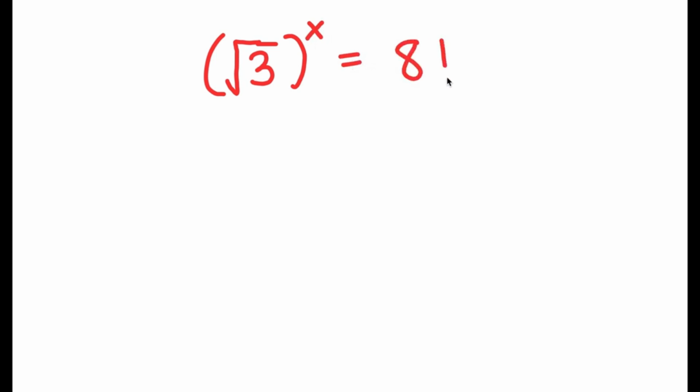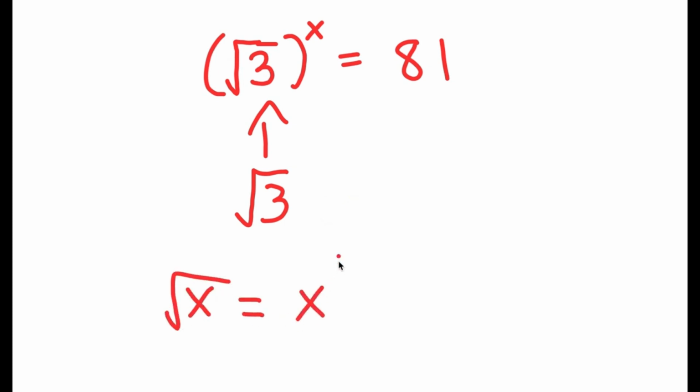Alright, so in this problem, we have the square root of 3 to the power of x is equal to 81. Now, to solve this, I'm going to start here with the square root of 3. So let's just ignore everything else for a second and focus on the square root of 3. Now, the square root of a number, say the square root of x, is the same thing as x to the power of 1/2.